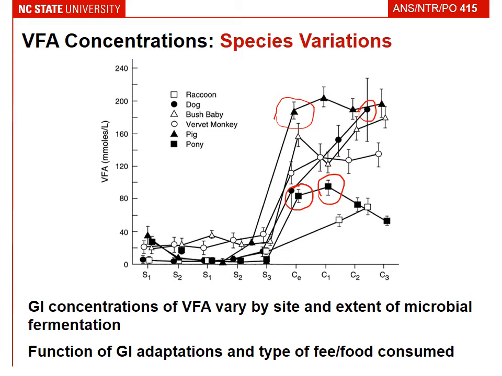Compare that with, let's say, the dog. The dog, if you remember, has a very small cecum, so there's not very much fermentation that's occurring there. It's mainly in the distal colon where they're having the majority of their volatile fatty acids produced. Our pony, also another one, has a very high amount of VFAs produced within the cecum and the first portion of the colon, where in the latter portions of the colon, very small amounts of VFAs are produced.